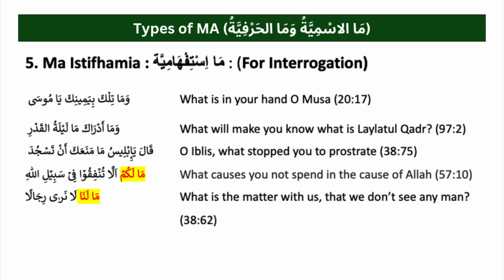The fifth example is, Ma lana la nara rijalan? What is the matter with us that we do not see any man? Here the phrase ma lana is a very common Quranic and Arabic style, meaning something like, what is the matter with us? So again, the student must recognize that this is interrogative ma, not relative ma and not negative ma.